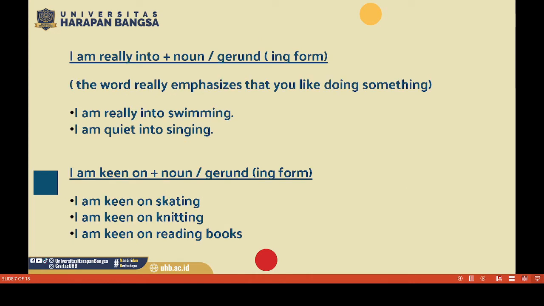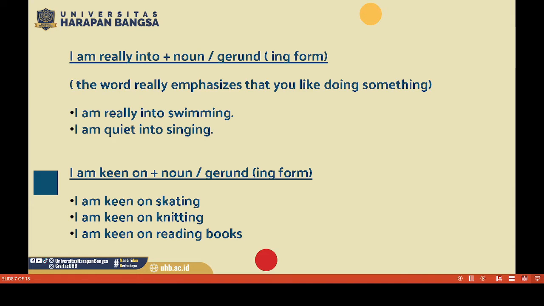Now, let's see another expressions on how to describe or how to answer your hobby or your interest. We have, I am really into plus noun or gerund. Okay, and then we have, I am keen on plus noun / gerund. Okay, remember, for really into and also keen on, you can use both noun or gerund. So you can use noun or you can use gerund. Now, what is exactly the meaning of really into? So really into is the words that really emphasizes that you like doing something. So you really like doing it.